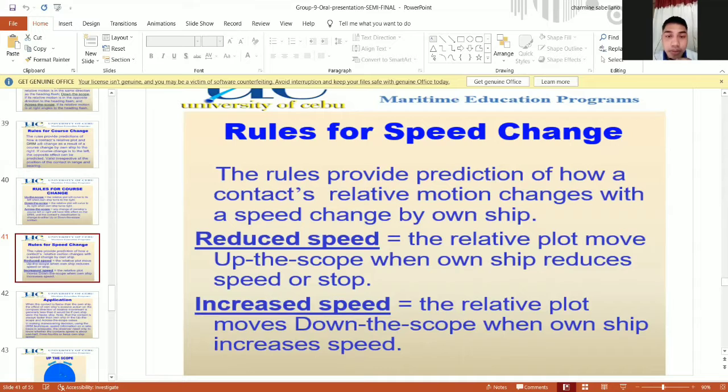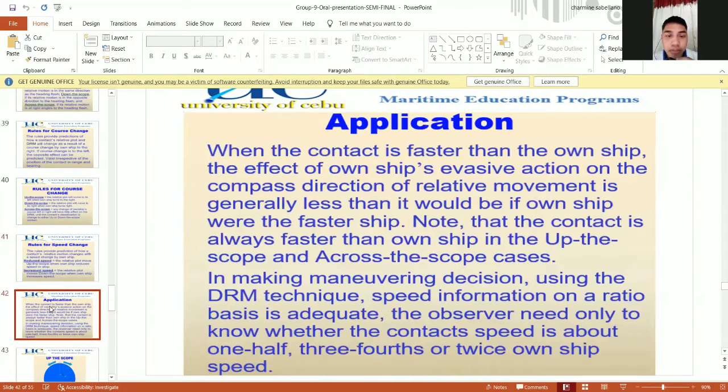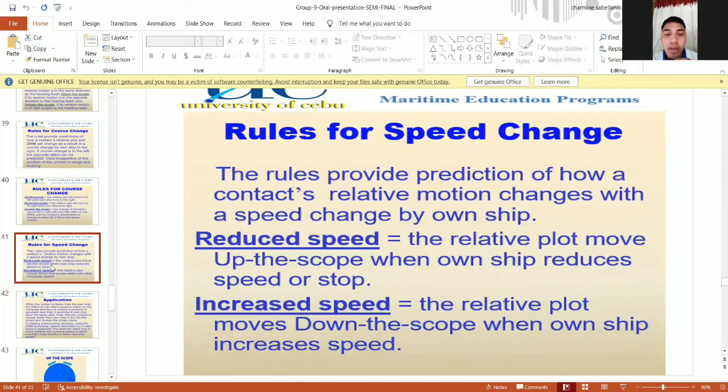Next slide. So the rules provide prediction of how a contact's relative motion changes with speed changed by own ship. Reduced speed: its relative plot moves up the scope when own ship reduces speed or stops. Increased speed: the relative plot moves down the scope when own ship increases speed. Next slide.